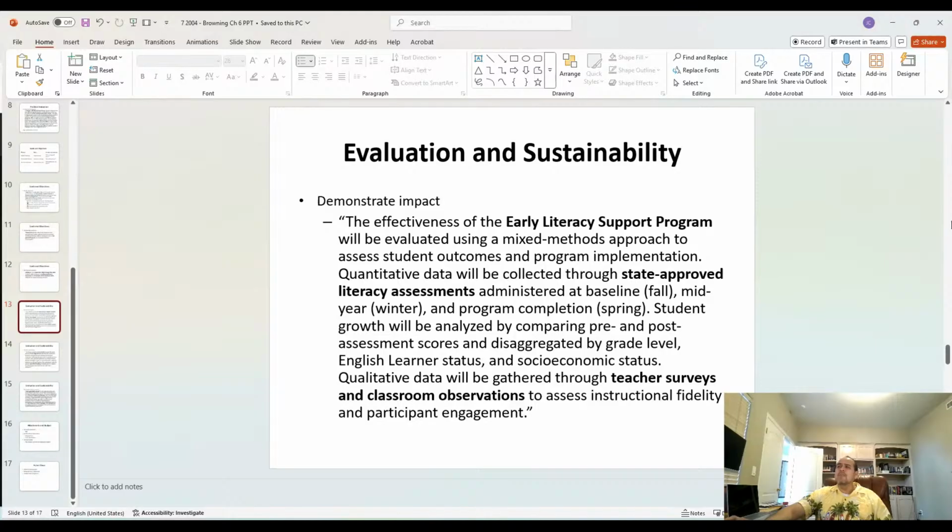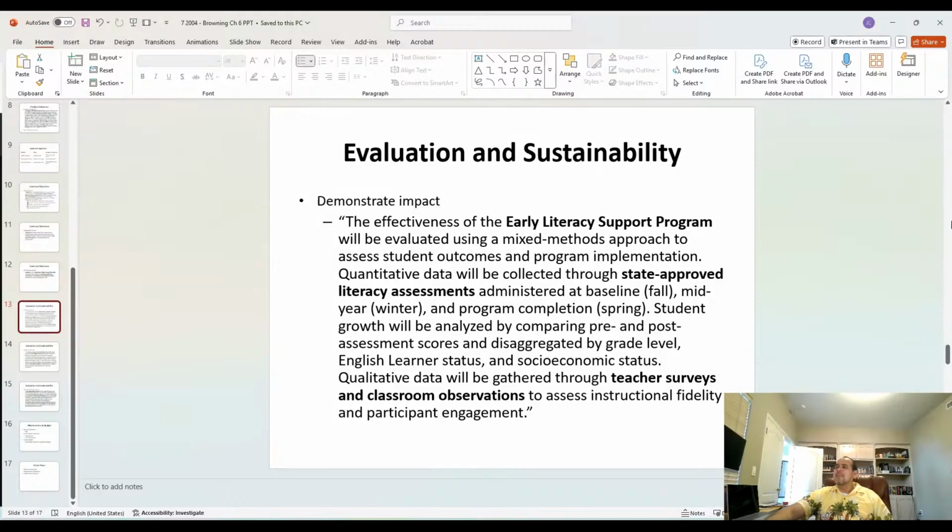So the first thing is demonstrating impact. The effectiveness of the early literacy support program will be evaluated using a mixed methods approach to assess student outcomes and program implementation. And you've probably learned what mixed methods and a mixed methods approach is in your ERE 220 course, right? Quantitative data will be collected through state-approved literacy assessments administered at baseline, mid-year, and program completion. So you got 3 points of data there that you're putting in there.